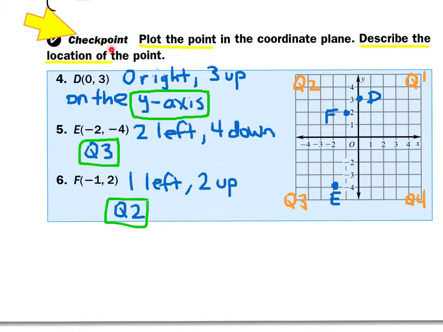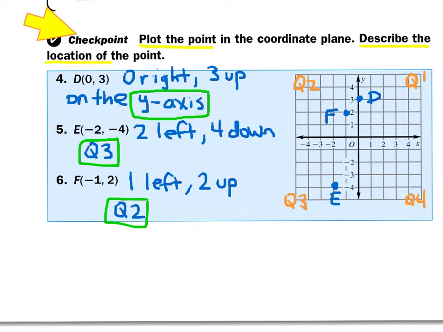Okay, so look at the checkpoint. Plot the point and describe the location. So take a look at number 4. Letter D is at (0, 3). So always start at the origin. The 0 means don't go left or right. And then 3 tells me to go up 3. So I draw a solid closed dot and I label it D. And notice that I told you the location is on the y-axis.